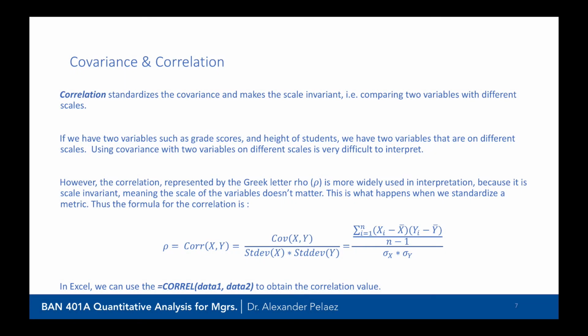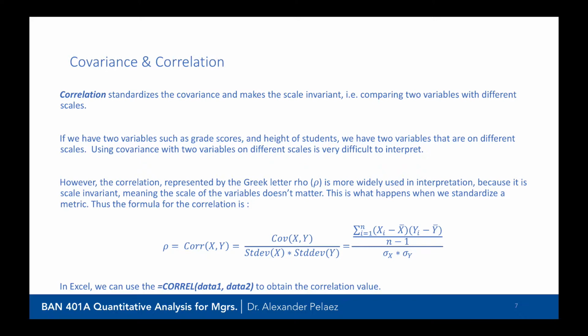Now, correlation will standardize the covariance, and it makes it what's called scale invariant, which allows us to compare two variables with different scales. Again, two different scales would be something like an IQ measurement and miles per gallon. They are on two totally different scales. So if we do have two variables such as grade score and the height of students, we'll have two variables that are on different scales. Using the covariance is difficult to interpret.